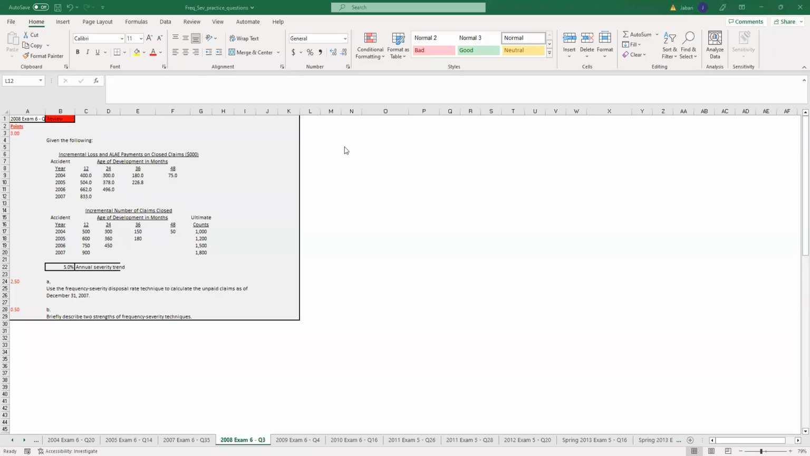This is 2008 exam 6, question 3. Again, this is the frequency severity method that we're going over right now. So let's jump into it.